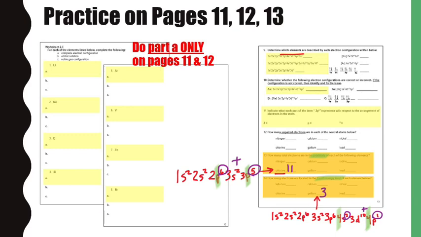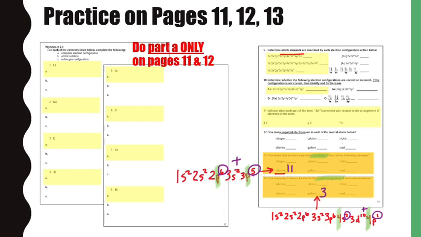Write those out if you have the space on the paper, or write them out on a separate sheet of paper, and look for the p's or the 4s in order to add up the total number of electrons. We can do the rest of these problems on page 14 once we learn some more configurations.